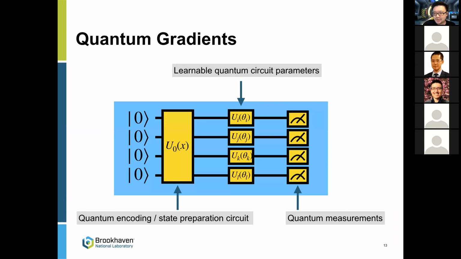Okay, so let's recap some of the ideas of the variational quantum circuits. The variational quantum circuit includes three components. The first is the encoding component, and the second is the variational component, which will be optimized with a certain kind of gradient descent method. And then we will do the measurement.